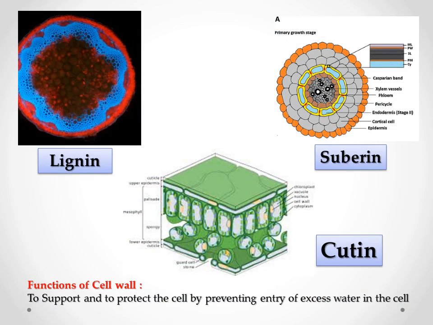Polymers like lignin, tubulin and cutin are added in the cell wall as per need. Lignin, tubulin and cutin are important organic polymers which are abundant in the cell walls of some specific cells. Now let us see the function of the cell wall. The function of the cell wall is to support and to protect the cell by preventing entry of excess water in the cell.